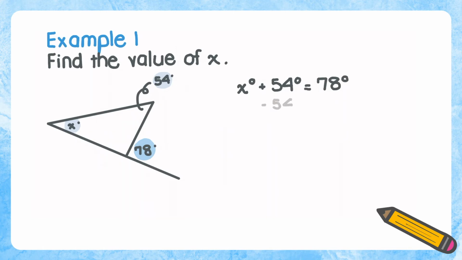And to solve for x, I subtract 54 degrees from both sides. I'm left with x equals 78 minus 54, which is 24 degrees. So I was able to solve for x using the idea of the exterior angle theorem.